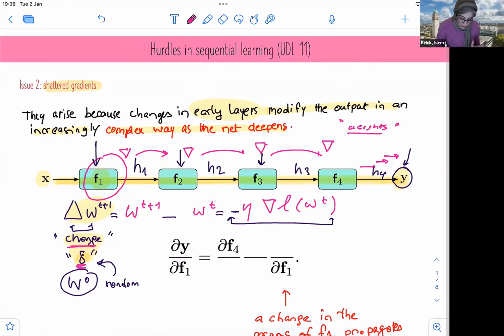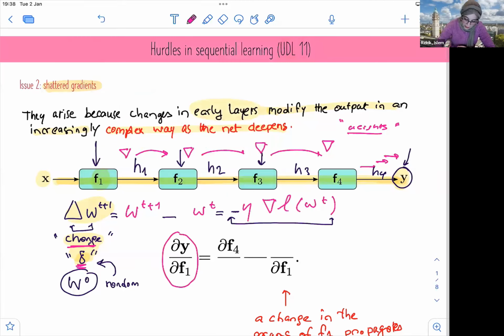So this change, when it happens in the early layers, it actually will affect all other layers. We see that in the chain rule of derivatives. So let's look at the change of the final output, which is H4 or Y, with respect to F1. So let's see here how the final output changes with respect to the first layer F1. And when we write that, we can use the chain rule.